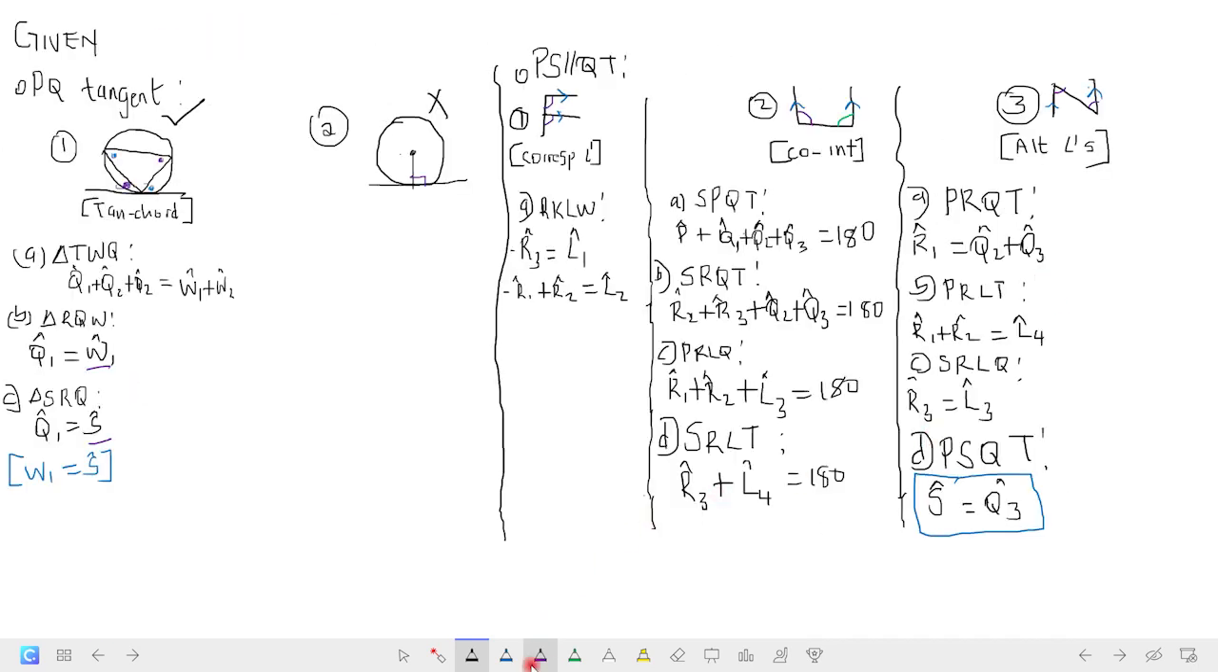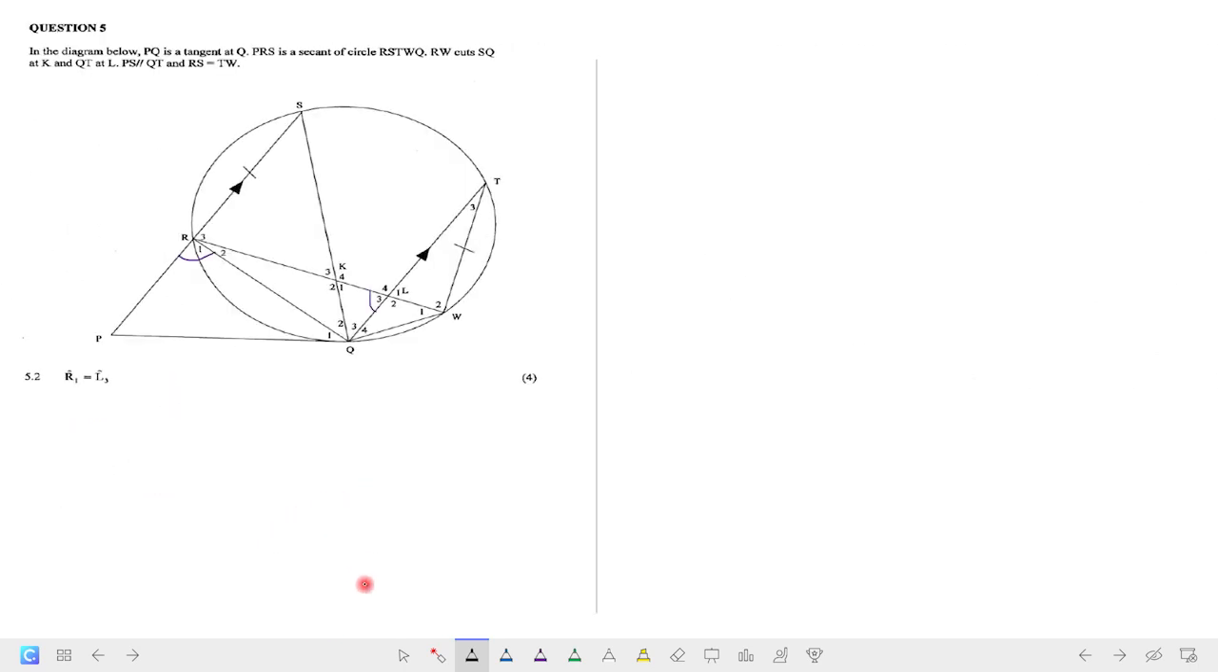R1 here, I can see that, there we go. R1 is the same as Q2 plus Q3. And then the reason for that was alternate angles. So what I'm going to do is go back into the question and say R1 is equal to Q2 plus Q3, right? And the reason for that was alternate angles that are equal, right?